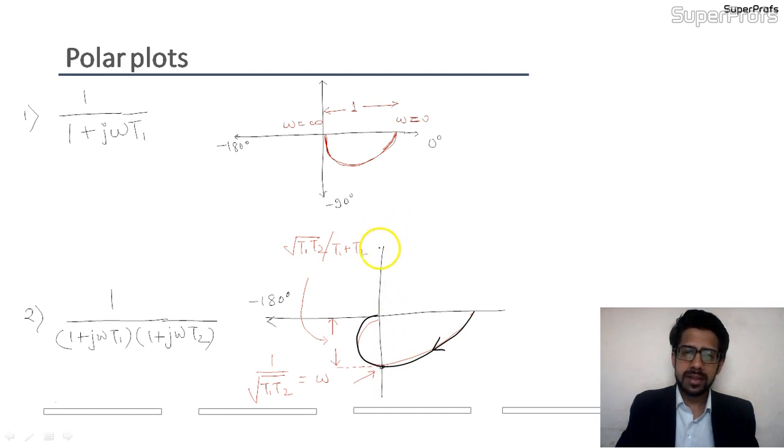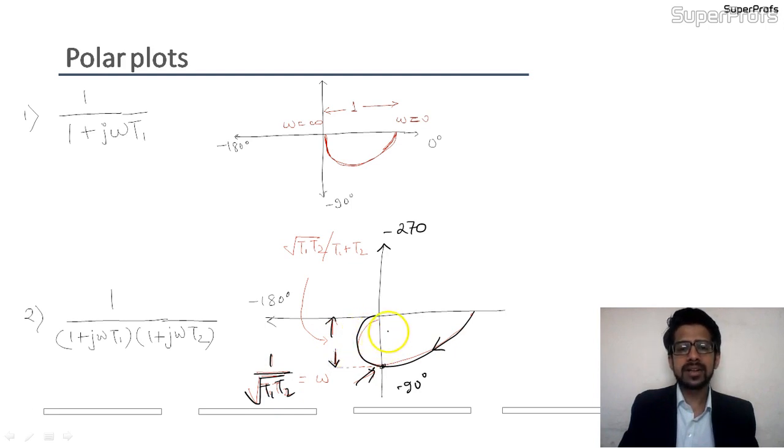Also, the polar plot cuts the imaginary axis right here. So this value can be given by 1 upon root of t1 and t2. So if you want to find out this particular value, you can find this out by 1 upon root t1 t2. Also, this particular magnitude is given by root of t1 t2 divided by t1 plus t2.